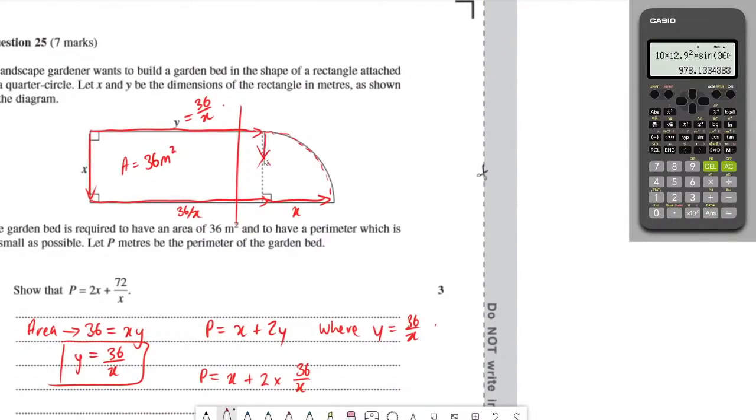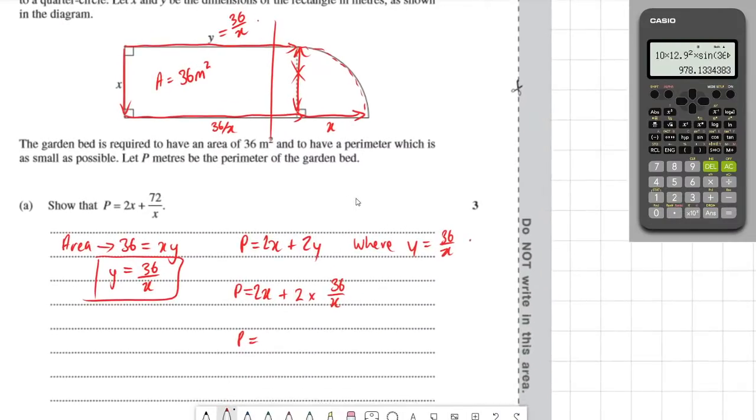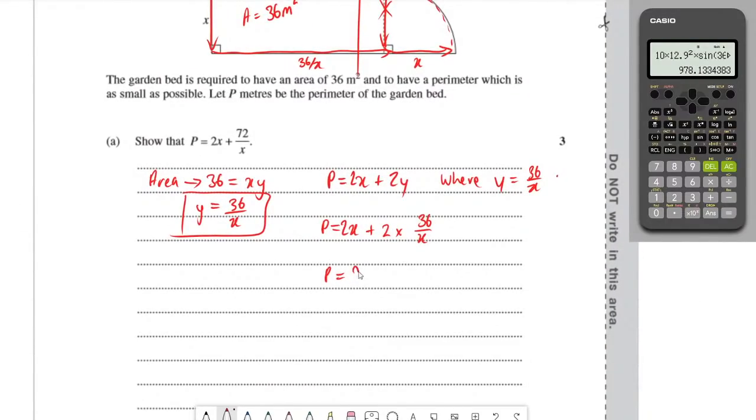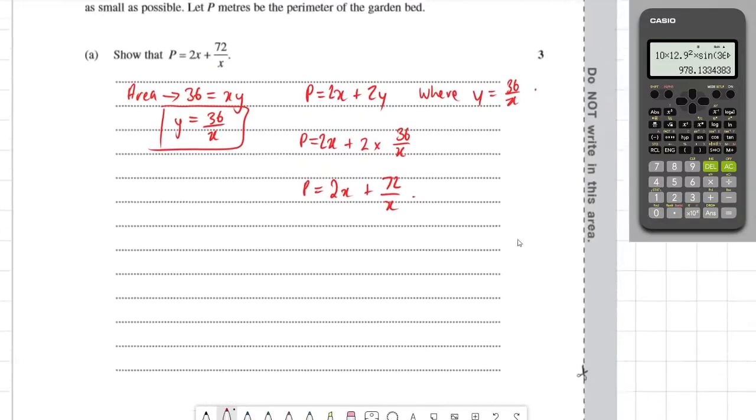I guess it does. It is including this one because if you're just doing the perimeter of just the garden bed, it's going to be including that bit. So we will include that one. That's just where that 2x from the front is going to come from, plus 2 times 36 is 72 over x, and so that's the perimeter, as required.